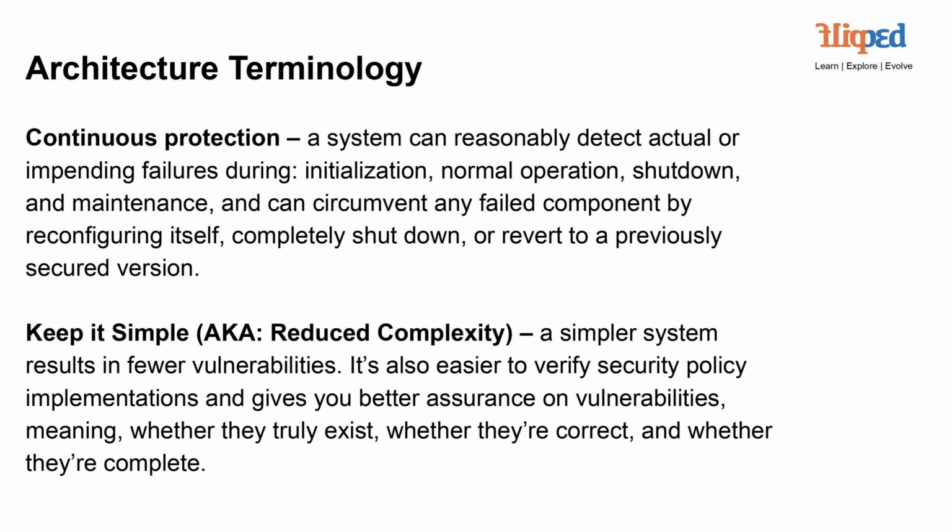Continuous protection. Continuous protection refers to a system's ability to identify and address failures or potential issues throughout various stages: startup, regular operation, shutdown, and maintenance. The system can adapt by reconfiguring itself, shutting down safely, or returning to a known secure state if a component fails. This ensures system resilience and minimizes the impact of failures on overall security.